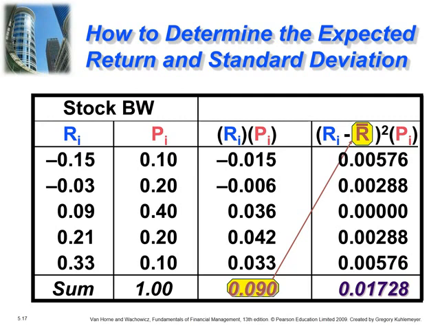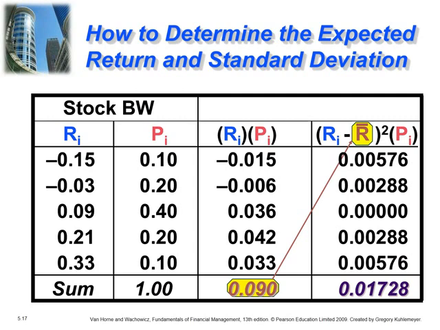The fourth number in the fourth column equals 0.21 minus 0.09 squared by 0.2, and the last number in the fourth column equals 0.33 minus 0.09 squared by 0.1. So I will add all the numbers in the fourth column to find the summation of them, which is 0.01728. Is this the standard deviation?